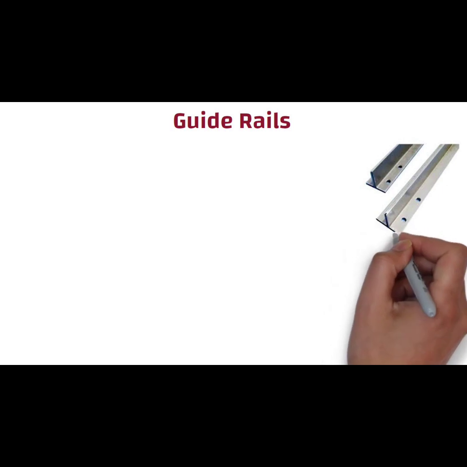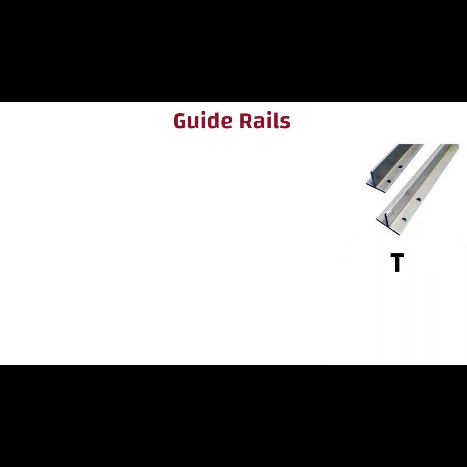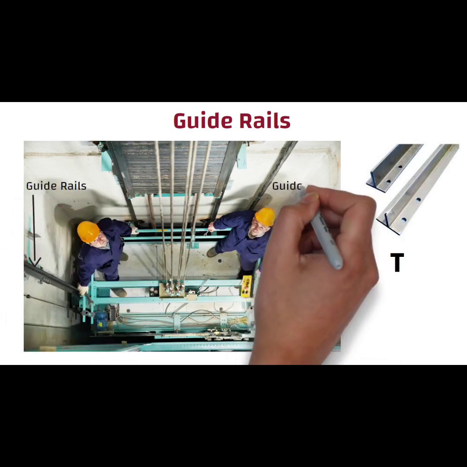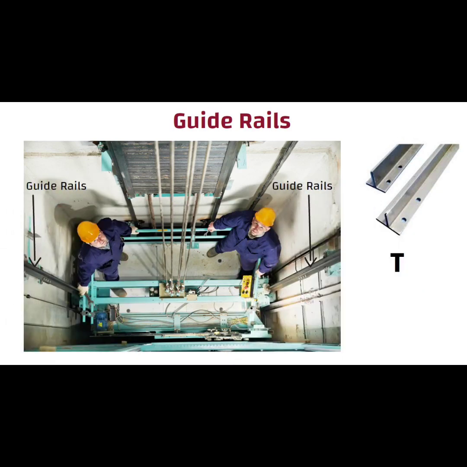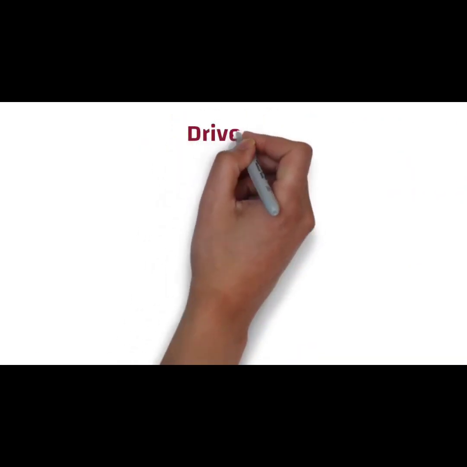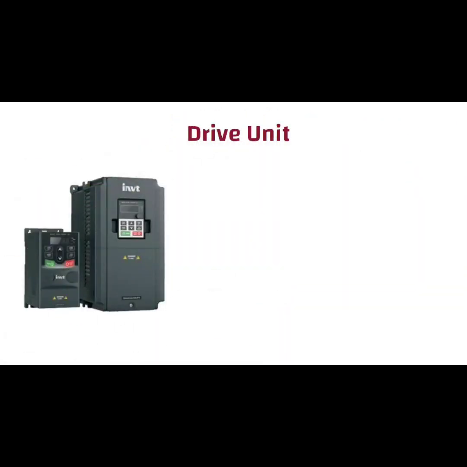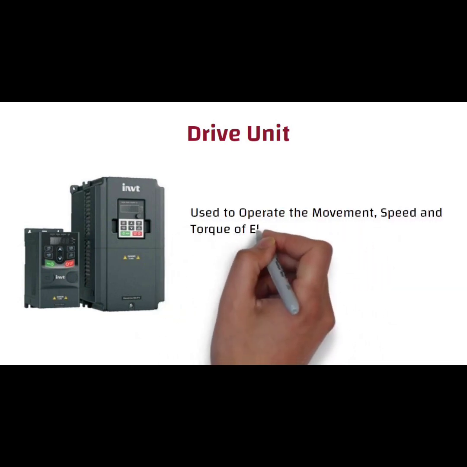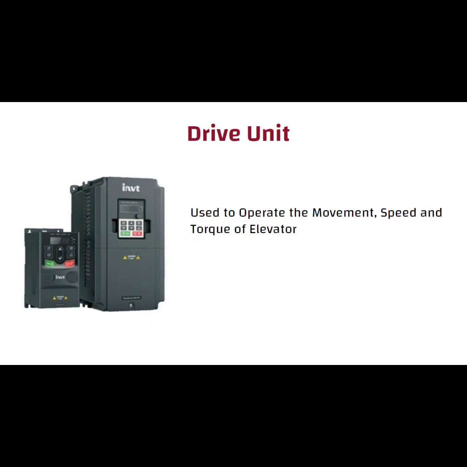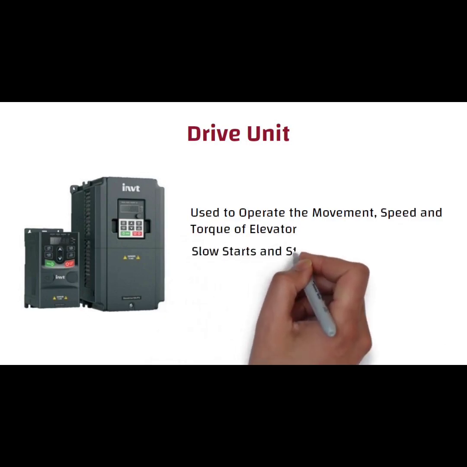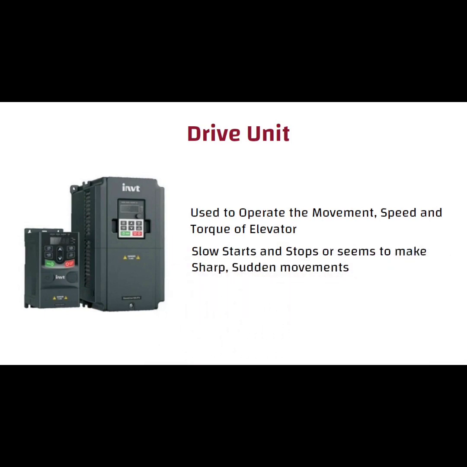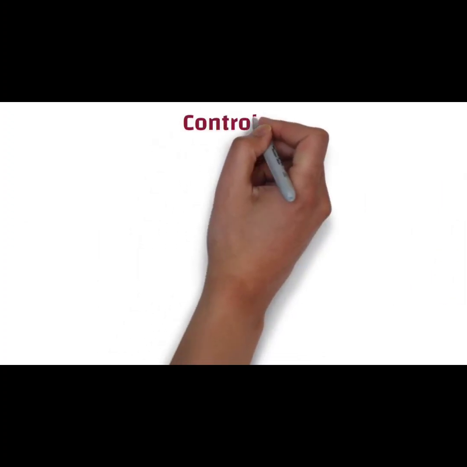Guide rails. They are generally made of steel and their shape is like an English letter T. They are installed vertically in a shaft to guide and direct the course of travel of an elevator car and elevator counterweights. Drive unit. The drive unit is generally placed in the machine room and it is used to operate the movements, speed and torque of an elevator. If your elevator often suffers from slow starts and stops or seems to make sharp, sudden movements, the drive could be to blame.